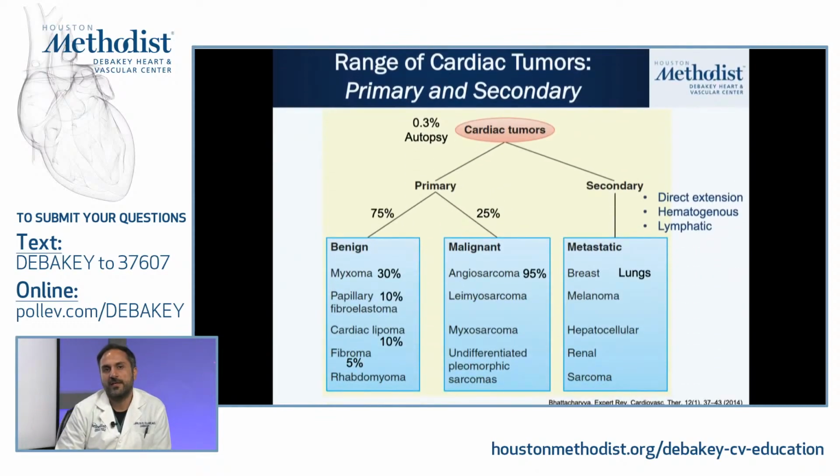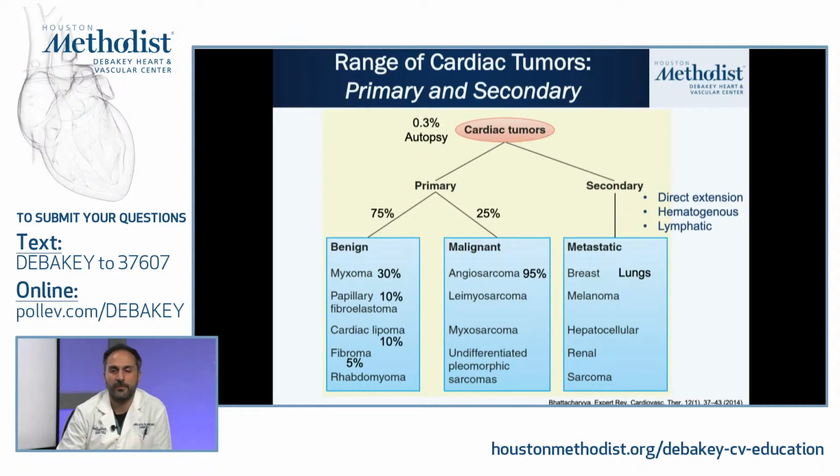Now, in terms of identifying the types of tumors, also MRI is powerful in that sense as well. So cardiac tumors are divided into primary and secondary. Fortunately, primary are the most common, 75% of the cases. The myxoma being the most common. 25% of the primary are malignant, and angiosarcoma being the most common by far.